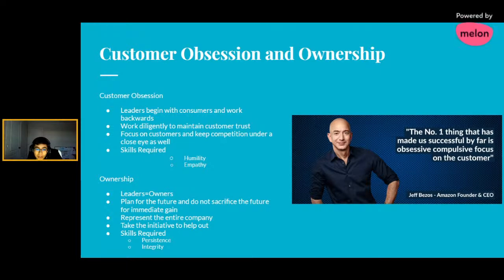Next, ownership. Leaders are the same as owners. They plan for the future and do not sacrifice the future for any immediate gain. Leaders have to represent the entire company, and therefore they take the initiative to help out. So, to do this, leaders must both have persistence and integrity. A quote from Jeff Bezos, Amazon's founder and CEO, is that the number one thing that has made us successful by far is obsessive compulsive focus on the customer.